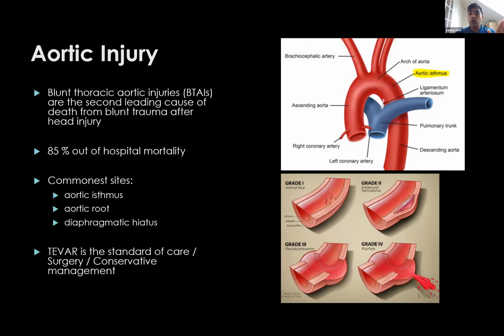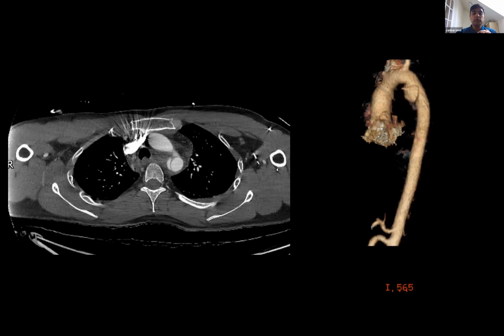You need to look at the three commonest sites, which are the isthmus, most common, the root, and the aortic hiatus, the aorta passing through the diaphragmatic hiatus. So this is a case where you can see that there is an intramural hematoma, almost a pseudoaneurysm, at the level of the aortic isthmus post-trauma in this patient.